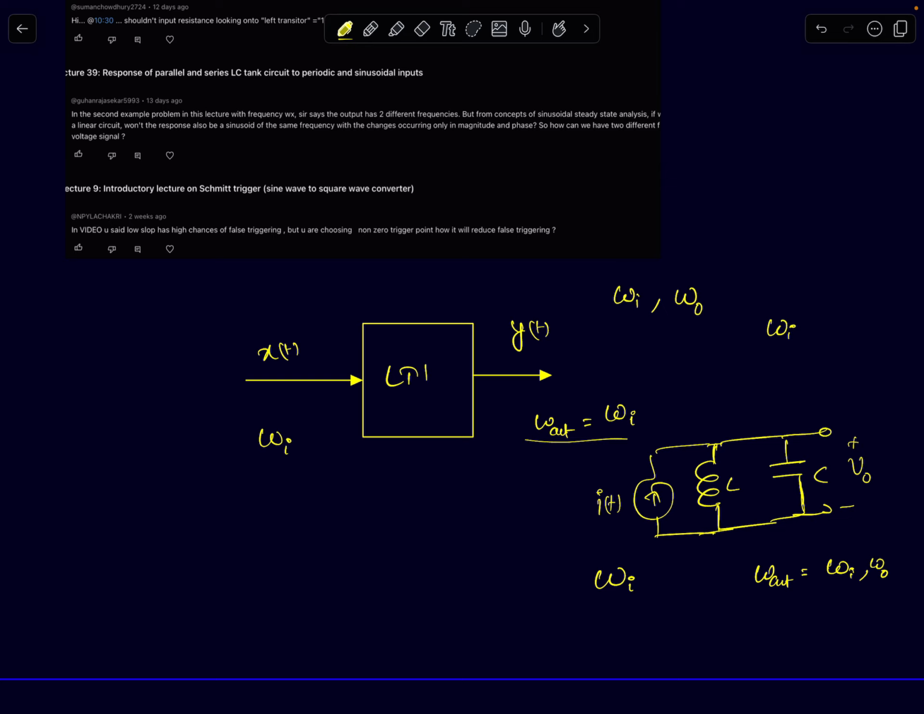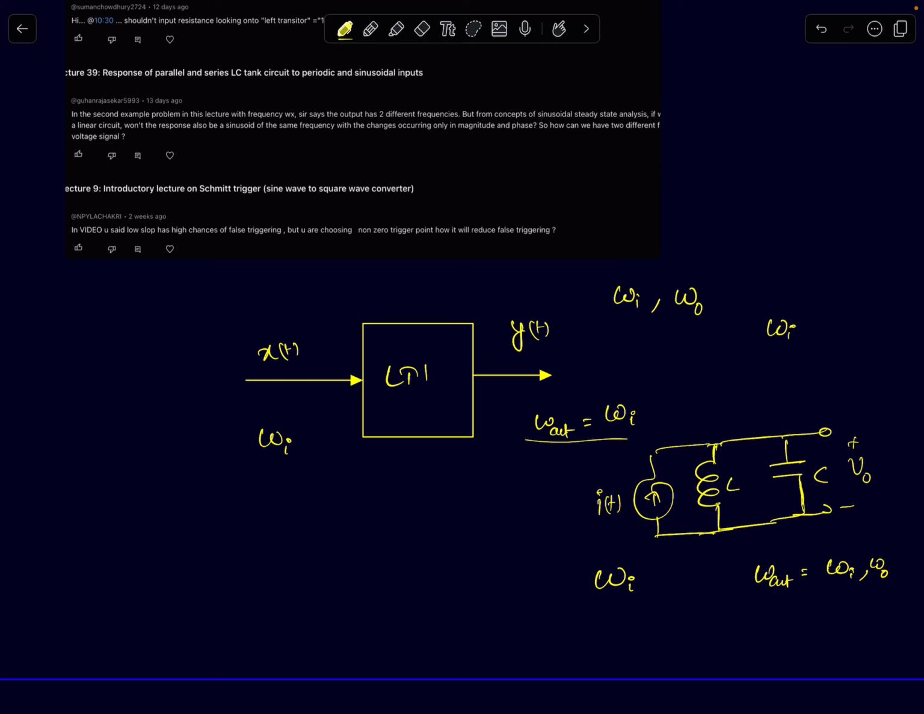I was scrolling through the comments and found that two of them were more conceptual in nature, and the remaining questions were numerical. I'll leave those to you; you can discuss them among yourselves. These two questions are related to a resonant LC tank, parallel or series, and the other one is related to a Schmitt trigger.